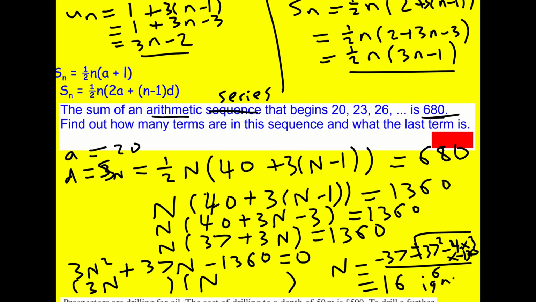Ignore negative solution. Brilliant. There we go. That's the number of terms.